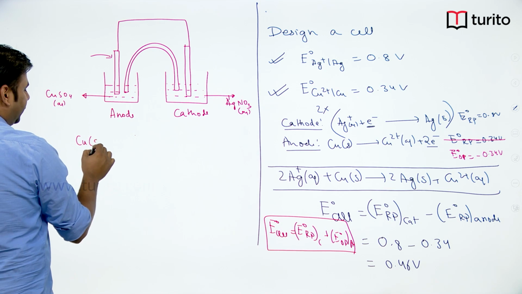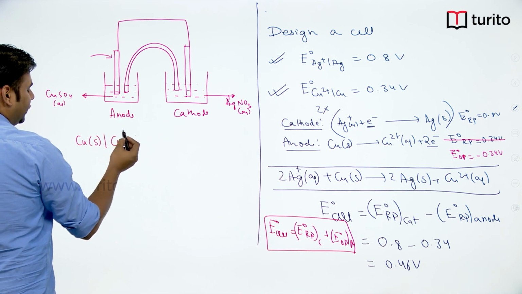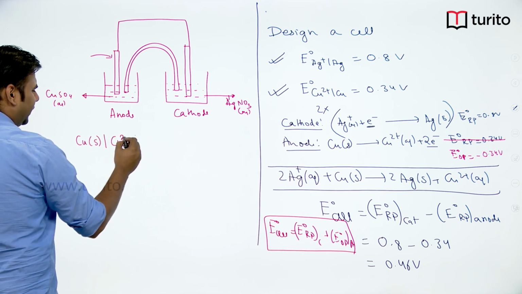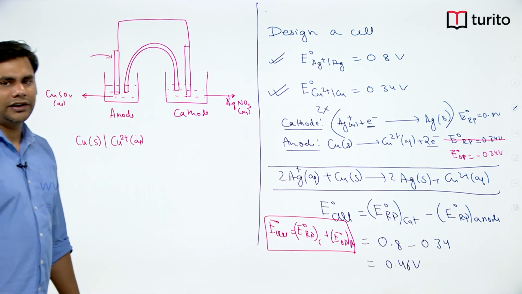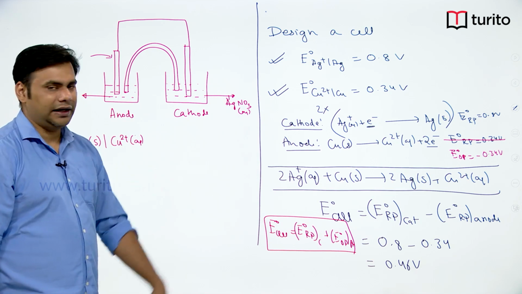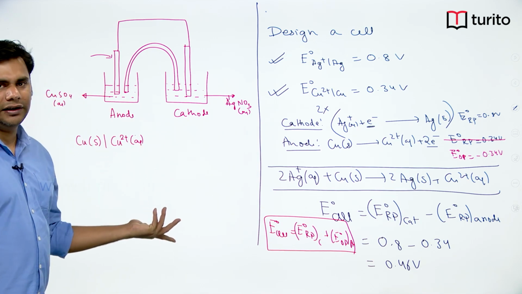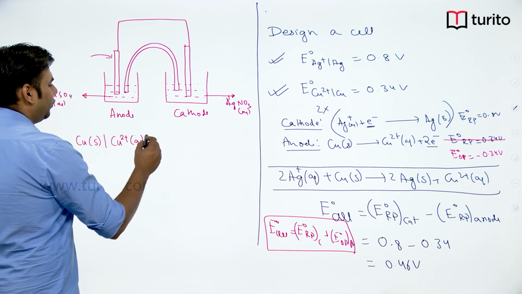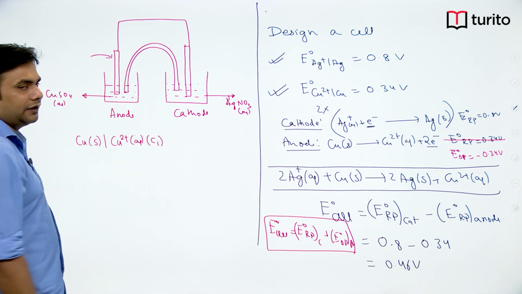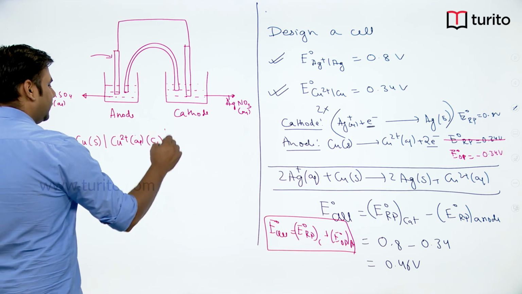Copper, because that is the species that is getting oxidized, changing into copper 2 plus. You can write this as copper sulfate, but because sulfate is a non-participating ion in this entire reaction, you can neglect sulfate in the expression. Okay, so copper solid changing into copper 2 plus, suppose its concentration was given as C1. So we'll write its concentration.